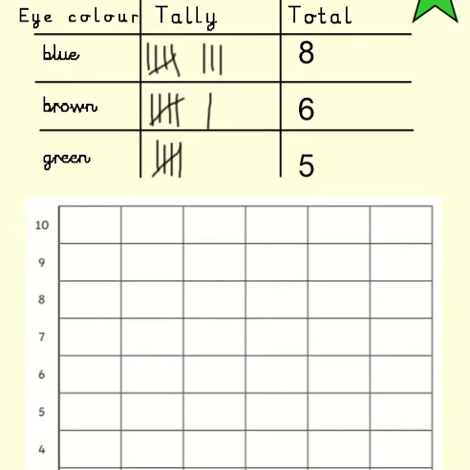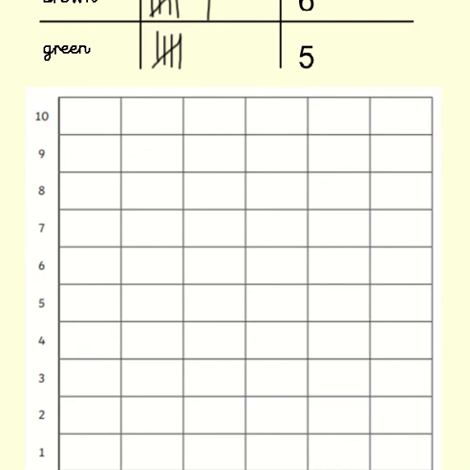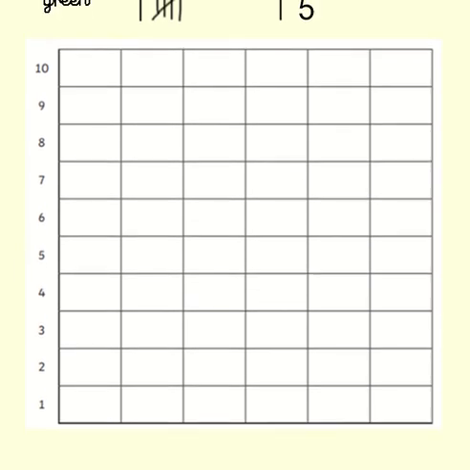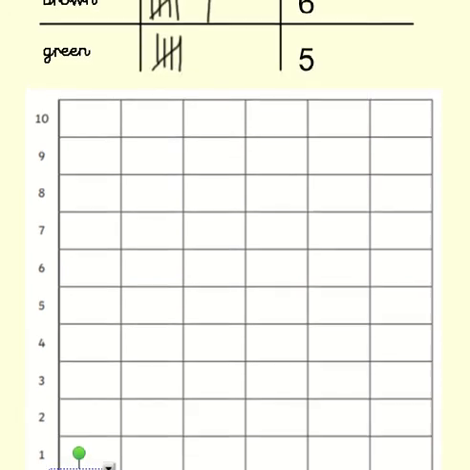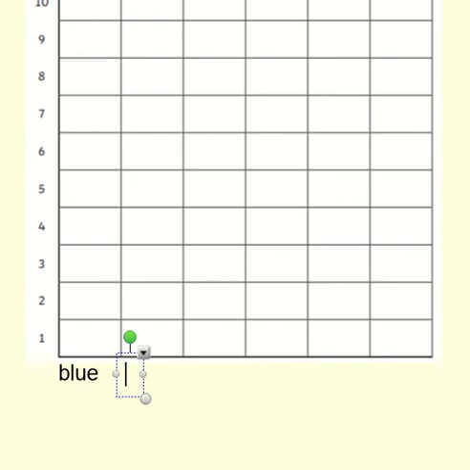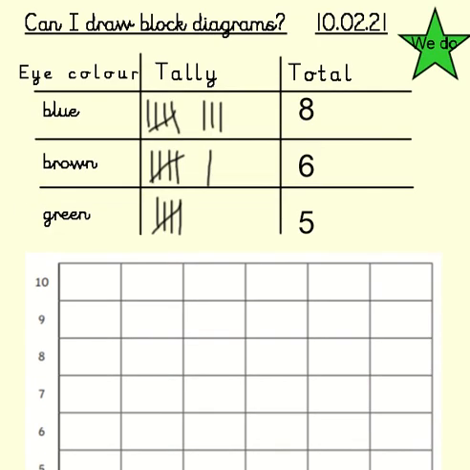So then, this time, down at the bottom on the x-axis of my block diagram, I'm not going to have the birds this time. I need to write the colours. So my first colour I've got is blue, so I'm going to write blue in here. The second colour I've got is brown. And then the third colour I've got is green. And then again, just like before, you can colour in the blocks for the amount that you have. So you can have a go at that one if you want to, and just put this information into your block diagram for me.